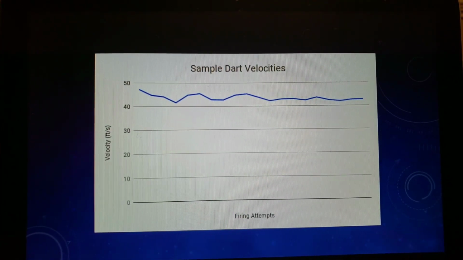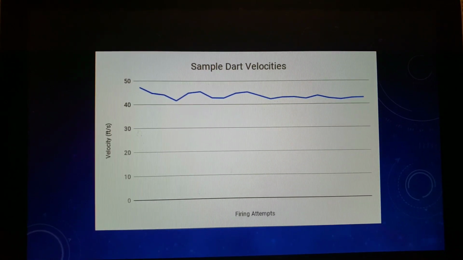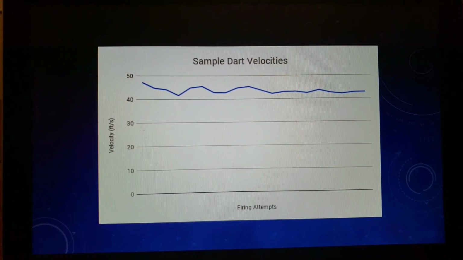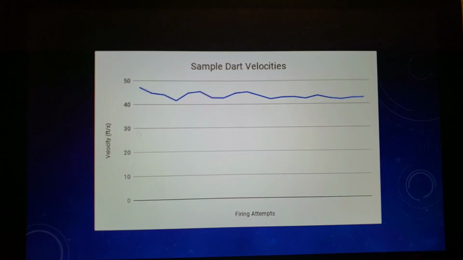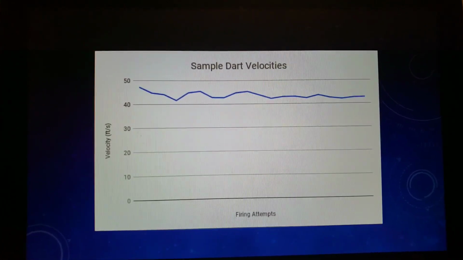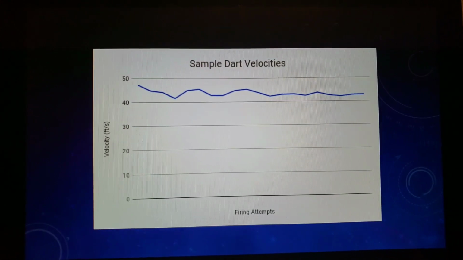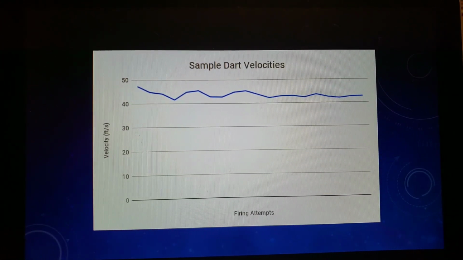Once we had collected all the velocities, we then put them all into Excel and made this graph. We found that the Nerf dart had an average velocity of 43.59 feet per second, and that this had a standard deviation of 1.43.